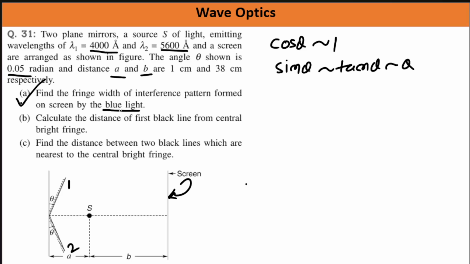So सबसे पहले हमें blue light इन दोनों में से figure out करना पड़ेगा. Blue light का wavelength क्या होता है? Blue light का wavelength कम होता है, right? Its frequency will be higher. So यहाँ पे wavelength किसका कम है? Lambda 1 is less, right? So lambda 1 will be the blue light here in this question. ठीक है? So lambda b हम क्या use करेंगे? 4000 angstrom.